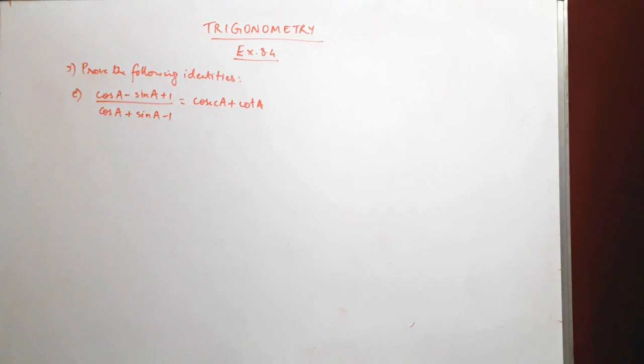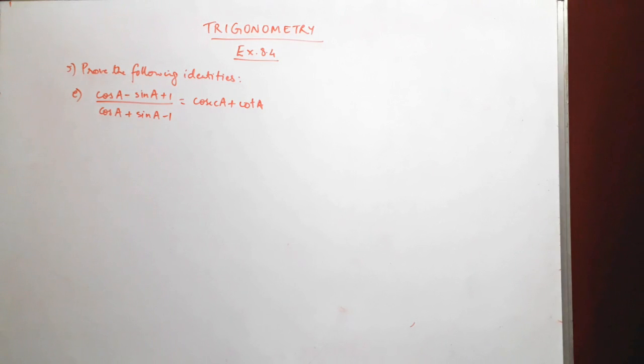Hello students, in this video we will be solving three problems under exercise 8.4, from question number 5, which is prove the following identities. So we have to prove our first problem, which says (cos A minus sin A plus 1) upon (cos A plus sin A minus 1) equal to cosec A plus cot A.